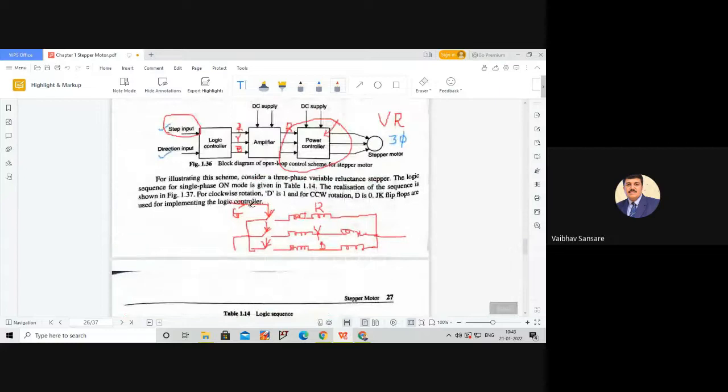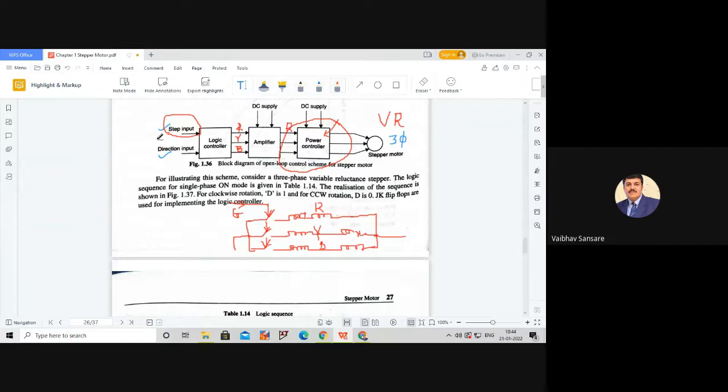Why do we term this particular scheme as an open loop control? Because we are not going to sense the position of the rotor and the displacement of that rotor from the initial position using some discriminator circuitry. So whatever sequence logic is developed by this logic controller does not depend upon the actual position of the rotor. Therefore this scheme is generally termed as an open loop control.